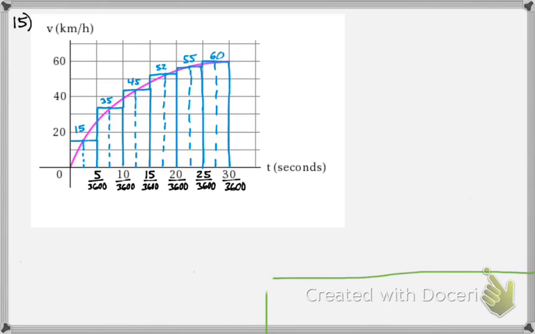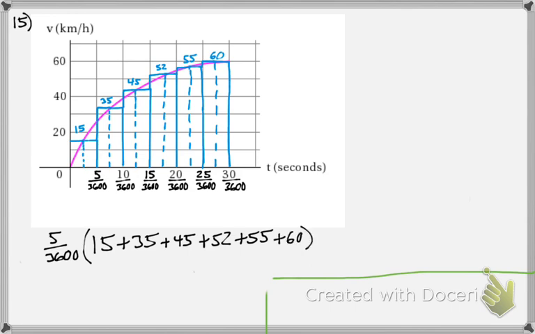So the rectangles, each of the widths, they're all the same. So from here to here is 5 over 3600, but from here to here is also 5 over 3600. So if I just multiply 5 over 3600 times each of my heights, so that would be 15 plus 35 plus 45 plus 52 plus 55 plus 60.